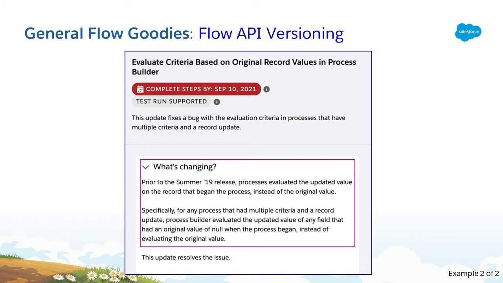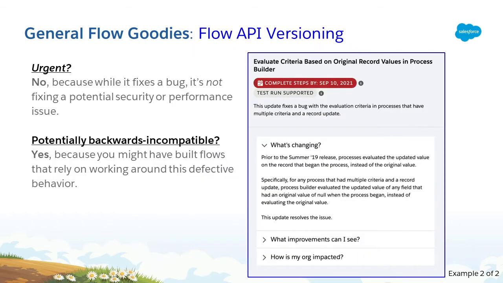Now let's pretend that in a later step of the process, there's a criteria that's based on the value of that field. Contrary to what is publicly documented, that criteria will use the updated non-null value of the field and not the original null value. Not only is this different from what's publicly documented, it can lead to non-deterministic behavior that's extremely hard to predict and debug. This critical update fixes the defect and guarantees that criteria will be evaluated against the original record values at the start of the process. The delivery of this improvement was less urgent, but still backwards incompatible.